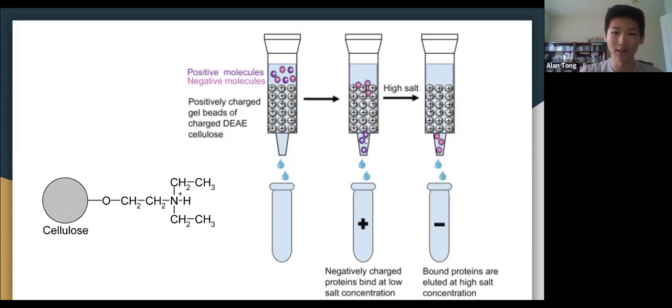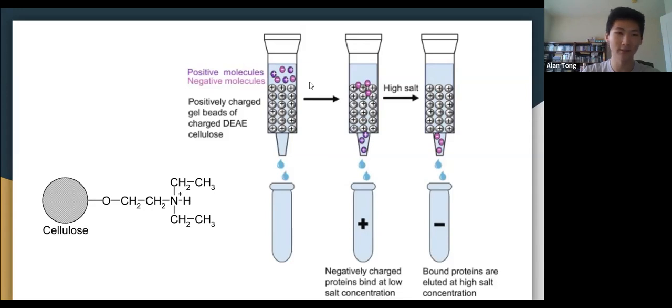In this case, the positive ones are the tortoises, and they're just chugging along. They're flowing through drop by drop. But the Hares are like napping in the middle. The Hares are being trapped by the positively charged beads, and they're being slowed down because of this resin, this polymer that's positively charged.